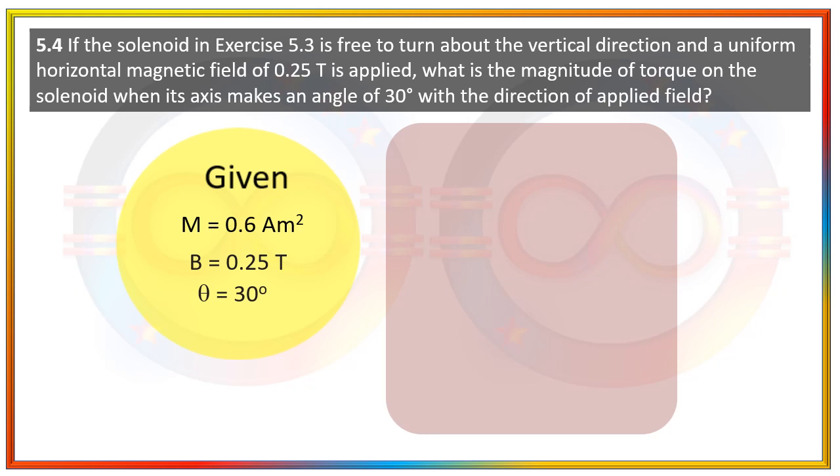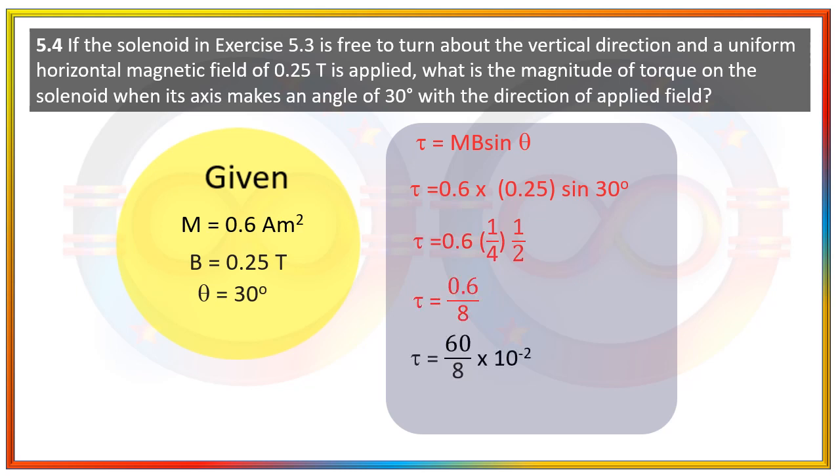So we know the formula for the torque is tau is equal to mB sin theta. M value we have calculated in 5.3 as 0.6. B is given 0.25. Angle up to which it is getting rotated is 30 degree, so sine 30 will be 0.5 or 1 by 2. So once we take 0.6, 0.25 is nothing but 1 by 4, sine 30 is nothing but 1 by 2, so it will be 0.6 upon 8, or the torque experienced by this particular solenoid is 60 upon 8 into 10 raised to minus 2, or 7.5 into 10 raised to minus 2 Newton meter.